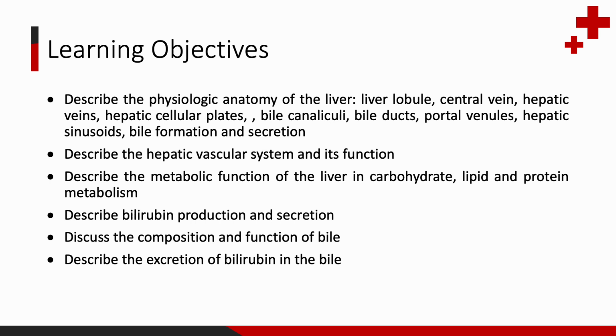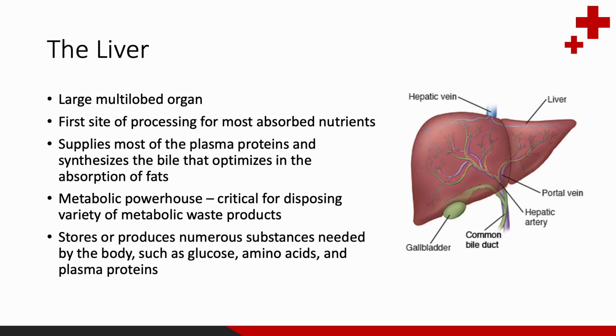Here are the learning objectives for this session. We describe the physiologic anatomy of the liver, the hepatic vascular system and its function, and the metabolic function of the liver in carbohydrate, lipid, and protein metabolism. We describe the bilirubin production and secretion, discuss the composition and function of bile, and describe the excretion of bilirubin in the bile.